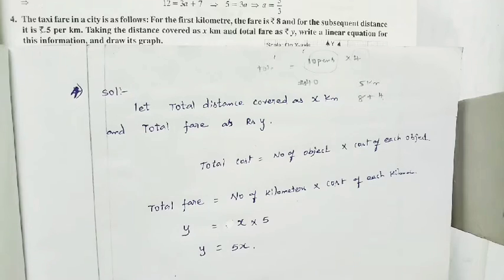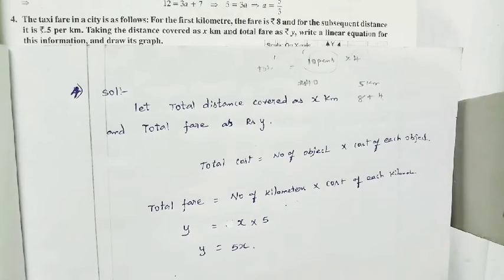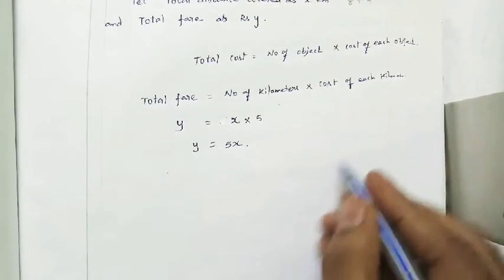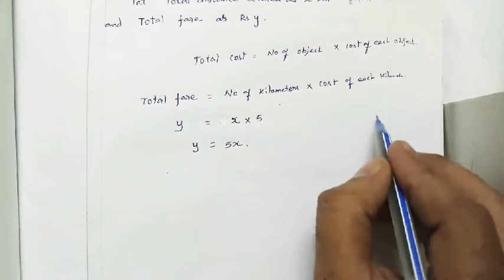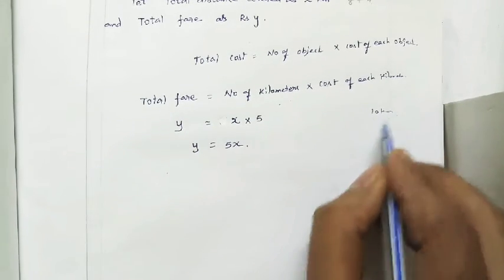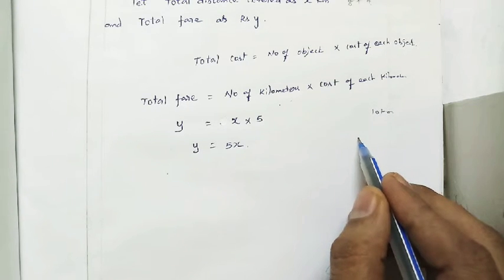But for the first kilometer, how much is the amount? One second, first we will see one small example. Suppose they are traveling 10 kilometers. Total number of kilometers, 10 kilometers. So now I am going to find the total fare, the total amount for the 10 kilometers.